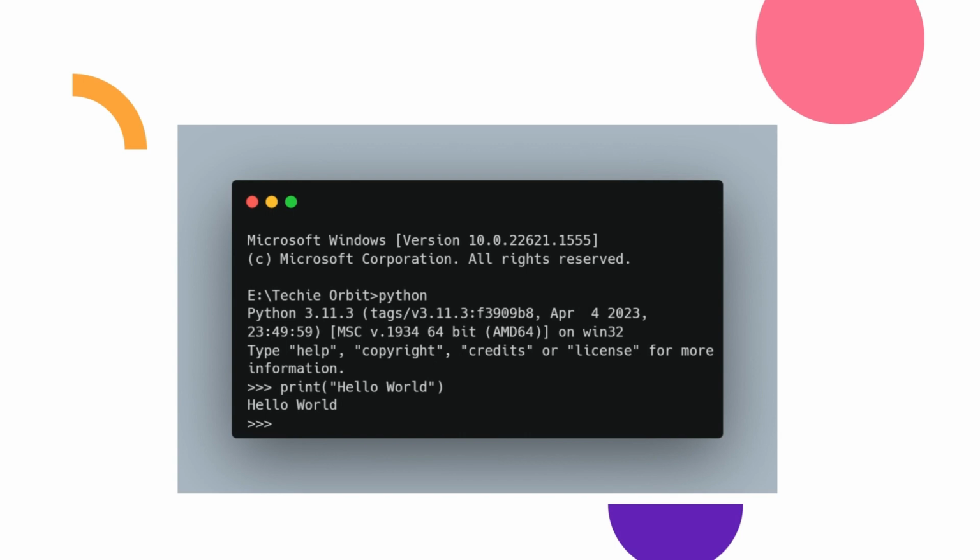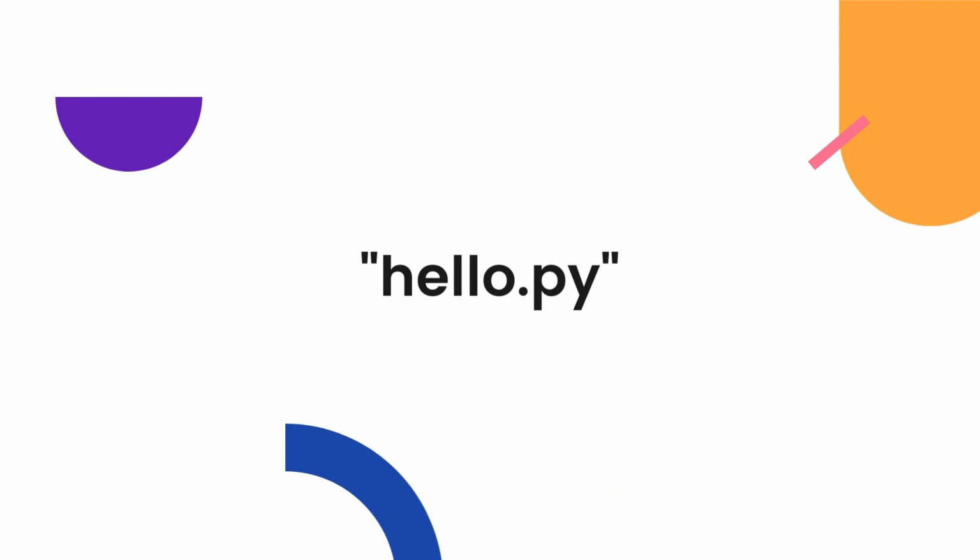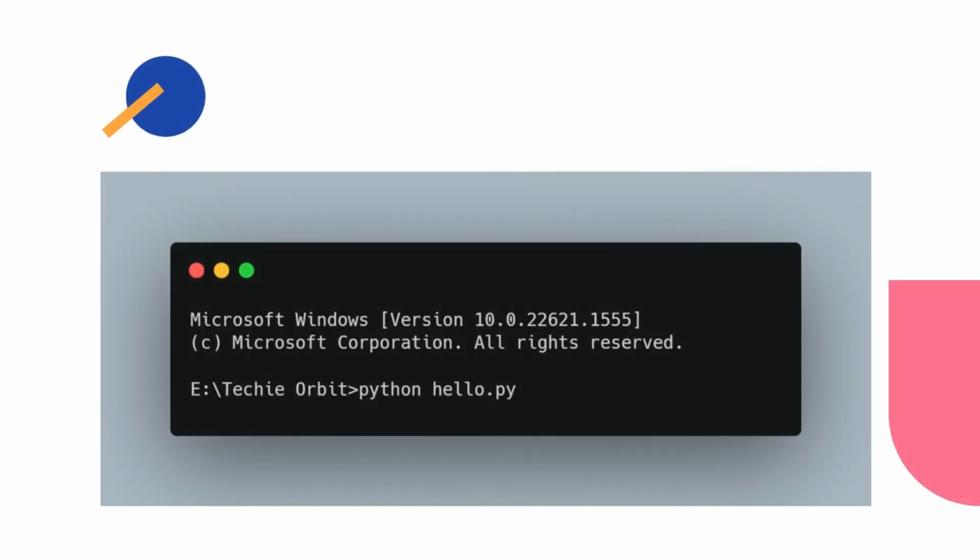To save your program, open a text editor and type the same code. Save the file as hello.py. Now navigate to the directory where you saved the file and type python hello.py. This will run your program, and you should see the message "Hello, world" printed on the screen.